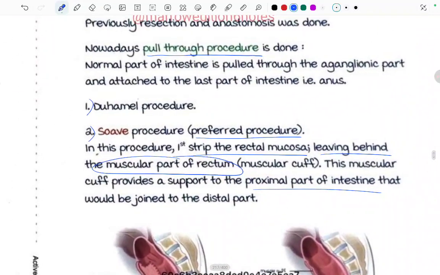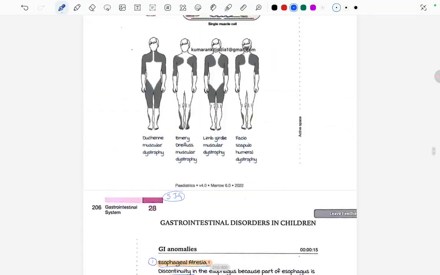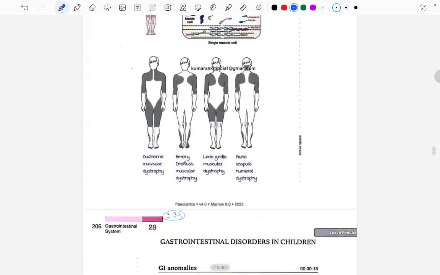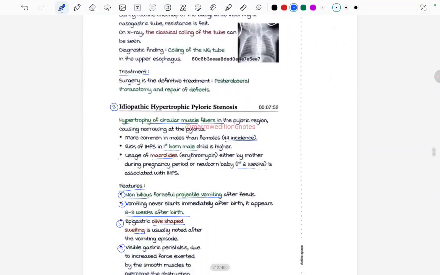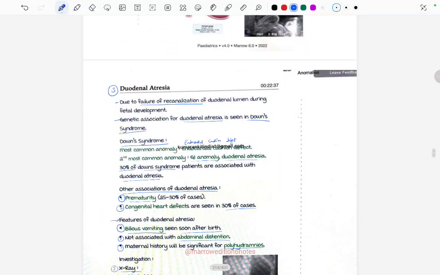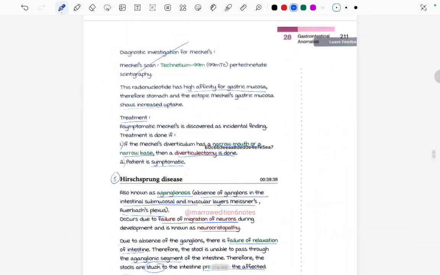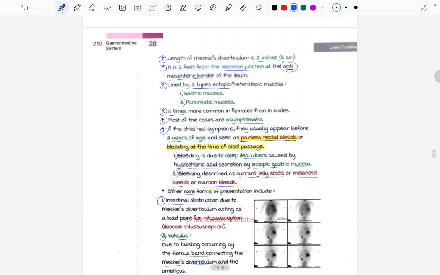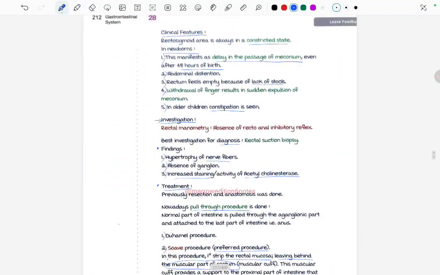So this was all about this GI anomaly video in which we read about 5 anomalies. Let's see which anomalies. First one was esophageal atresia. Second we read about was IHPS. Third one we read about was duodenal atresia. Fourth we read about, what is left, Meckel's diverticulum, right. And the last one we read about was Hirschsprung's disease.